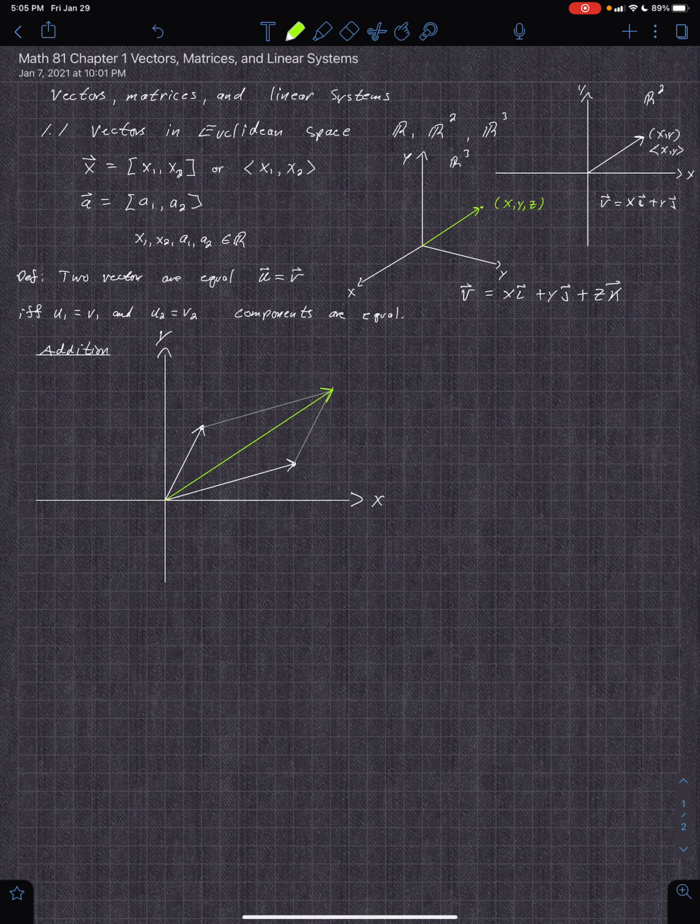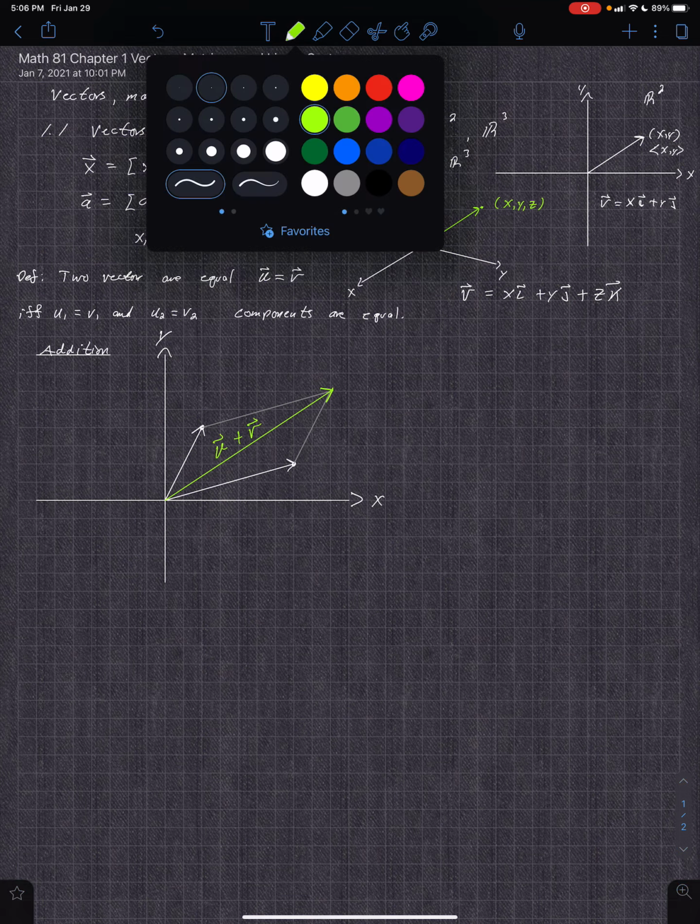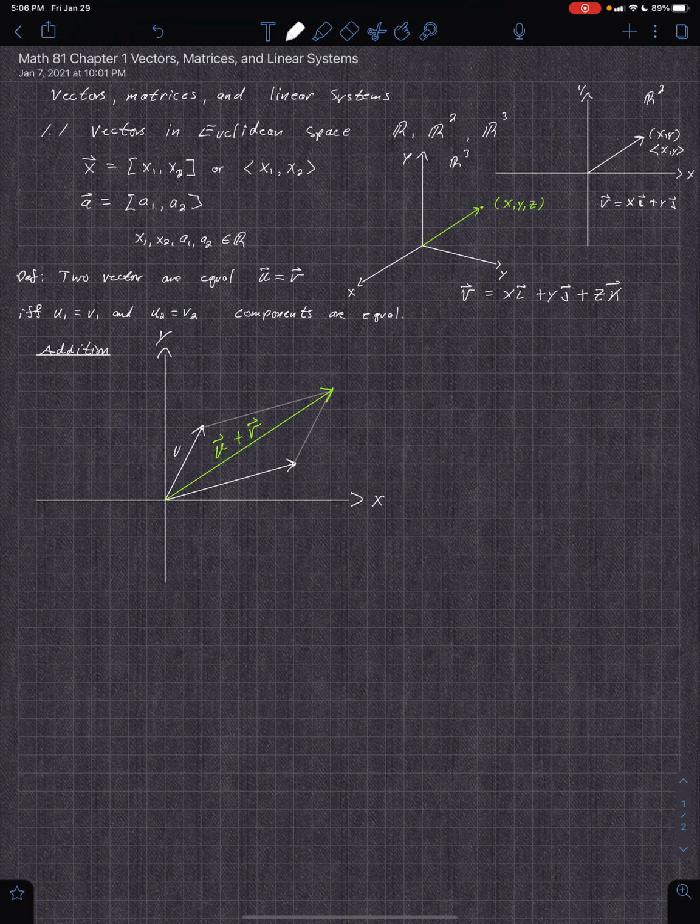So this is U plus V, given that this one is U and this one is V. So U plus V, the addition of vectors, pretty straightforward here, is U1 plus V1, comma, U2 plus V2. And again, we're using the brackets in this book. I think most linear algebra books use brackets like this.